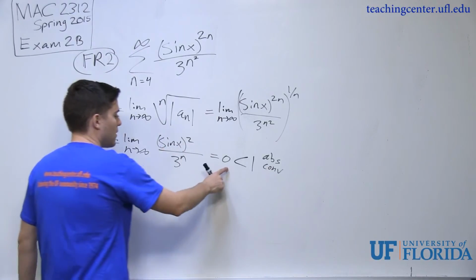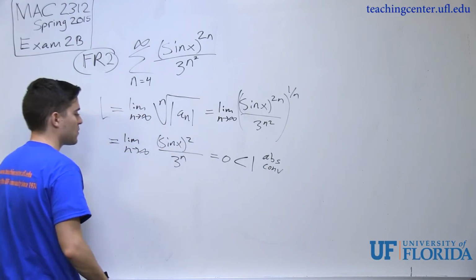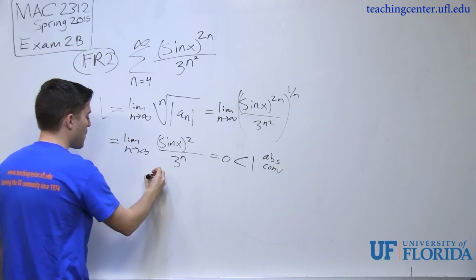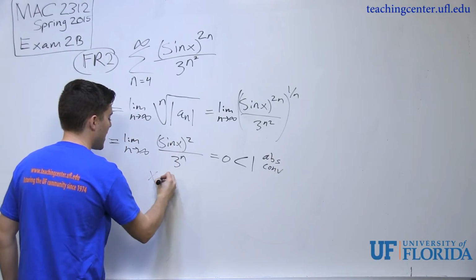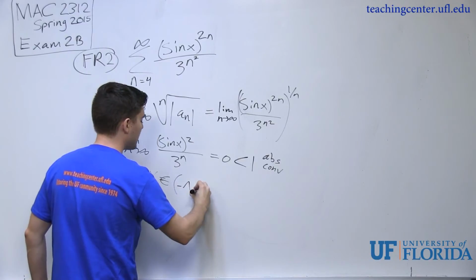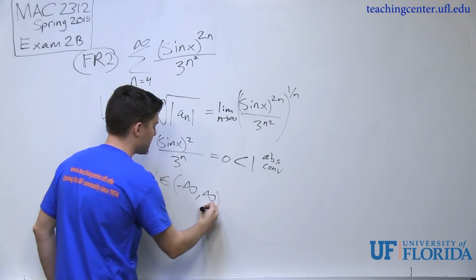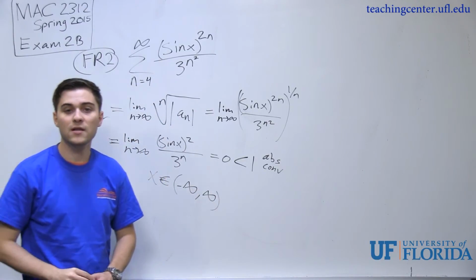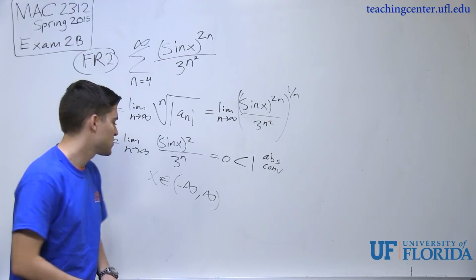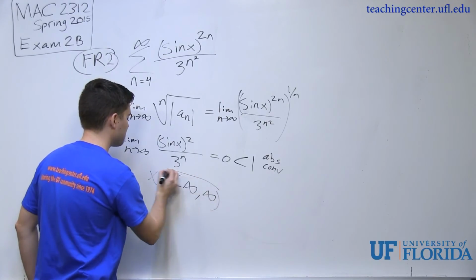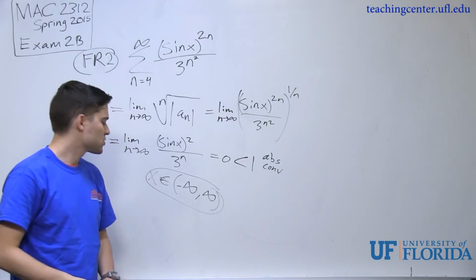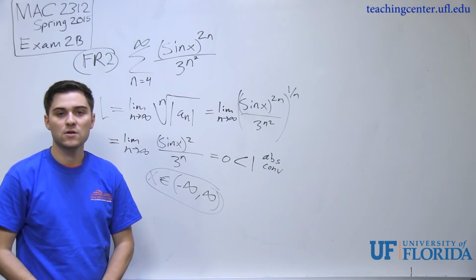So because 0 will always be less than 1, no matter what, for this series my x value can be anything from negative infinity to infinity. Regardless of the number I plug in, I will always have convergence. So the interval of convergence is x from negative infinity to infinity.